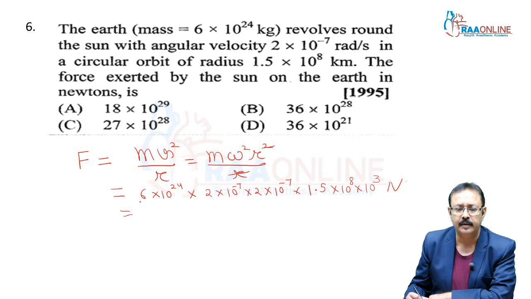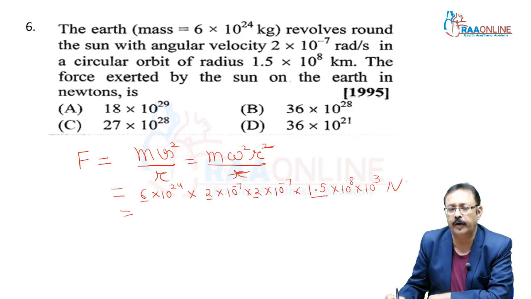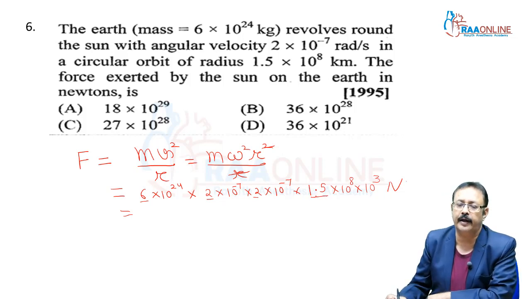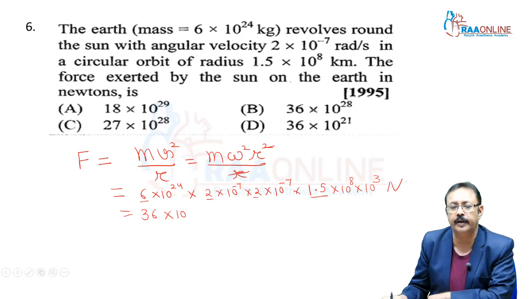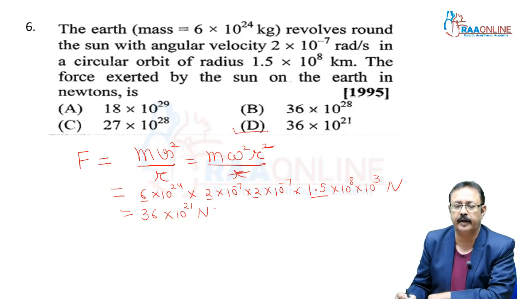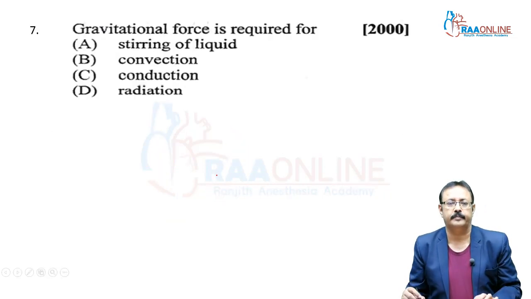Calculation is simple. 6 into 2, 12. 12 into 2, 24. 24 into 1.5 means 24 and half, 36. So the number we are getting is 36 into 10 to the power 24 plus 14 minus 10 and 8, 18 and 3, 21. So the number is 21. So we are going with option D. So we are getting answer D.